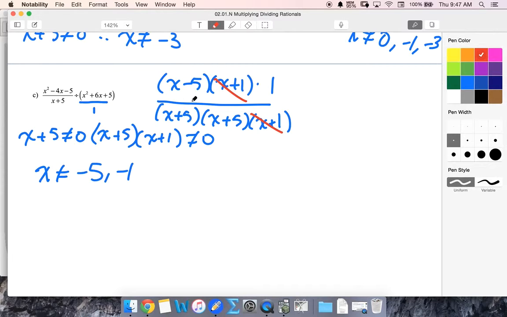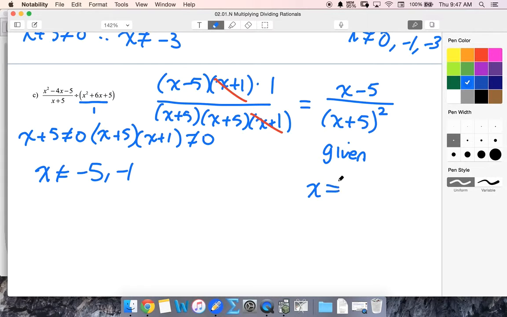But this whole thing is not the opposite of this whole thing. Only the 5s are opposite. This would also have to be a negative if I wanted to cancel and put a negative 1. But I can't. So it has to stay the same. It has to stay x minus 5 over x plus 5 squared. I'm going to shrink those down. And we know, of course, from the beginning that x cannot be negative 5 or negative 1. I still see the negative 5 here. I don't see the negative 1, but I can't lose it. So those are our examples for part C.